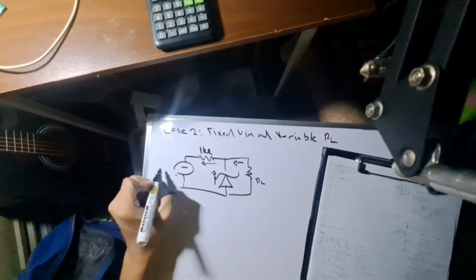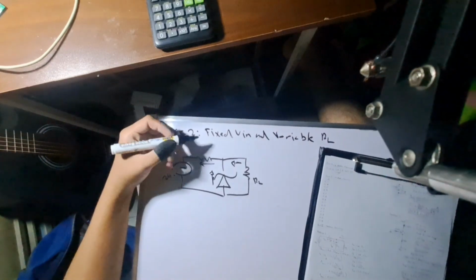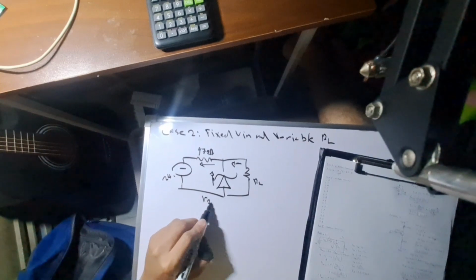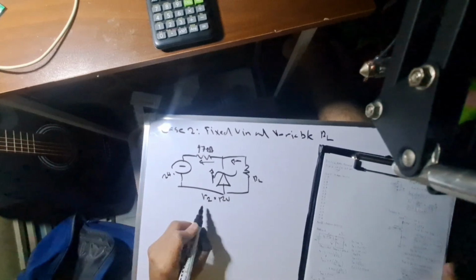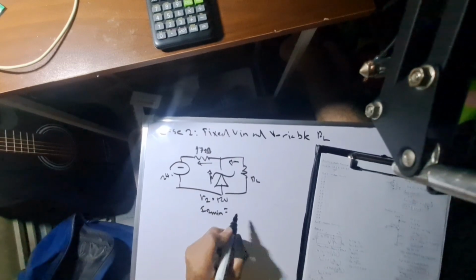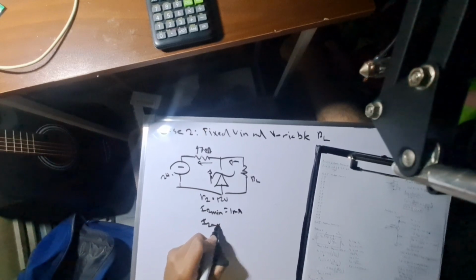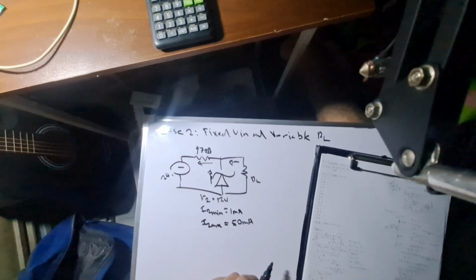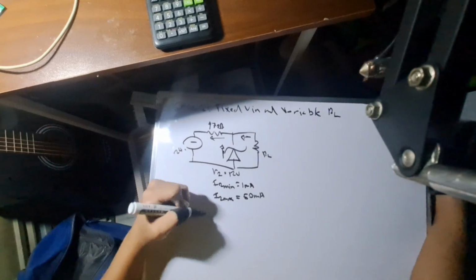So this is the next problem. We have an input of 24 volts. We have an R of 470 ohms, a VZ of 12 volts, and this is what's given in the problem. It states which is which: IZ minimum is equal to 1 milliampere, IZ maximum is equal to 50 milliamperes. So you know the drill. We're looking for RL minimum.